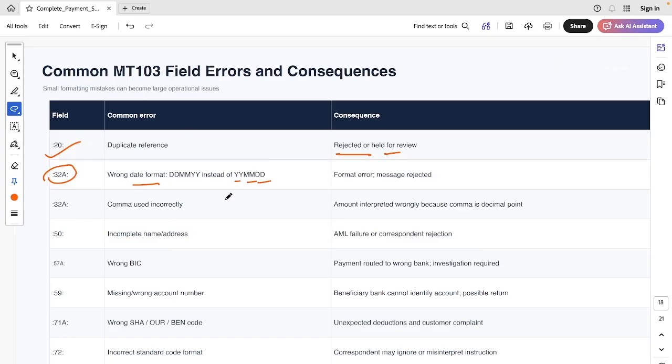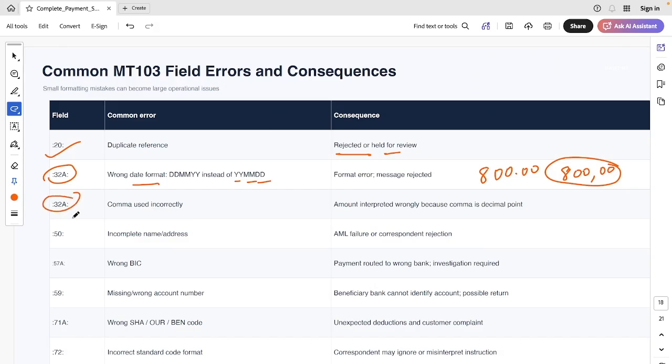Another dangerous issue in 32A is comma usage. In SWIFT, the comma is the decimal separator. So if you have to write 8,000 rupees 00 paisa, you have to write it as 8000,00 in the MT format, in the MT world. So a wrongly formatted amount can also be interpreted incorrectly.